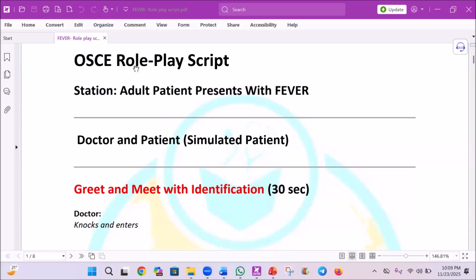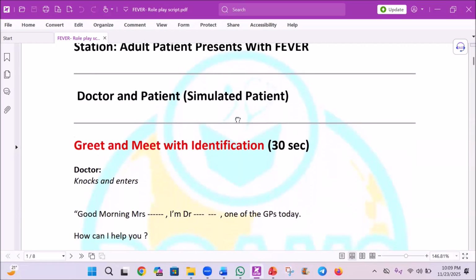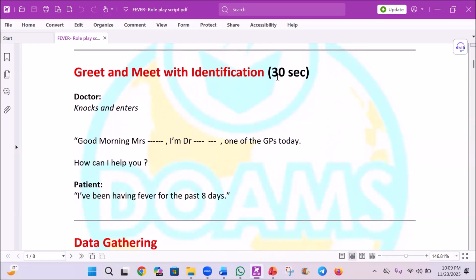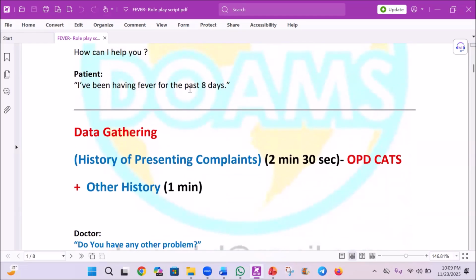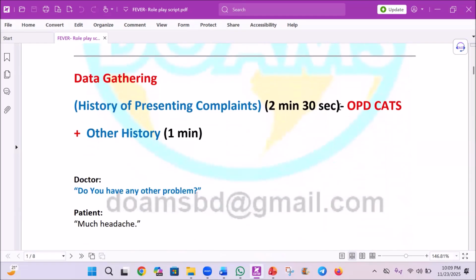This is the OSCE role play script. Those who will be practicing, you don't need to write many scripts. You will not be a drama writer, but we are showing you how a role play could be. Like for a fever patient in an adult, you just look at greet and meet, budget 30 seconds. Already you have done something nicely. So your patient today has fever for 8 days. History and the other history, meaning the diagnostic history, 2 minutes 30 seconds. Relevant other history, many other information, 1 minute.